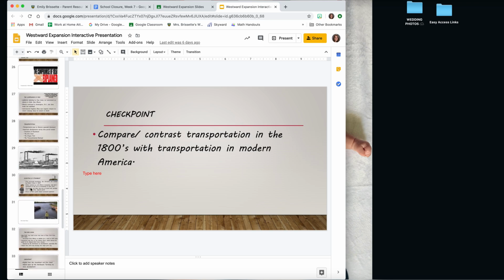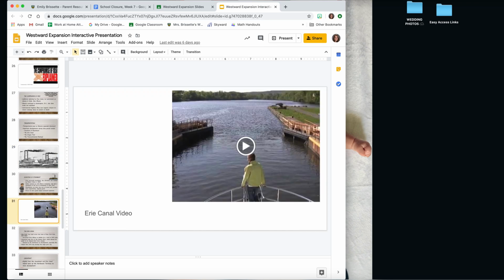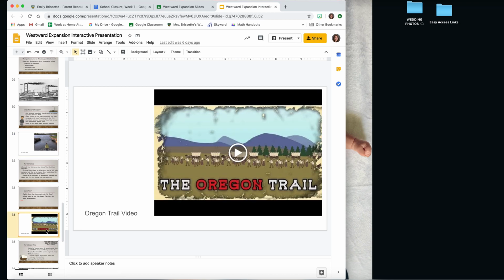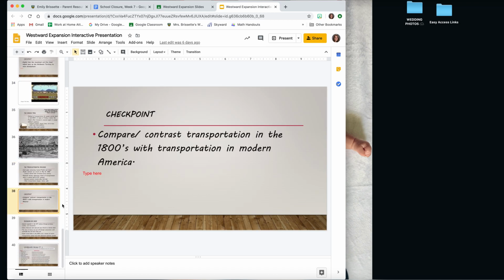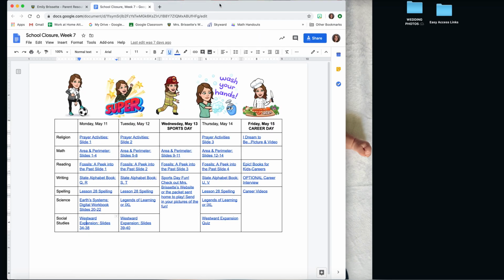Remember, we did learn about steamboats and the Erie Canal and the Oregon Trail and then the Transcontinental Railroad. So you can include any of those in this question. Okay, I think that's all that I have.